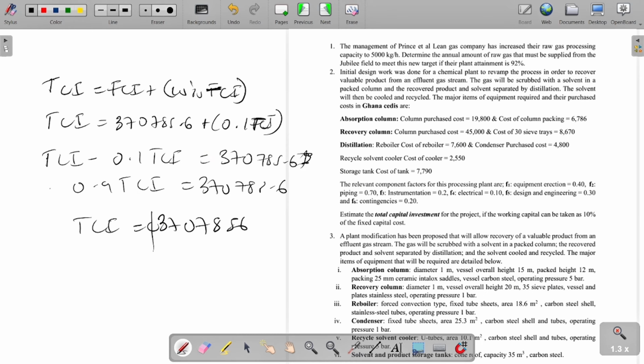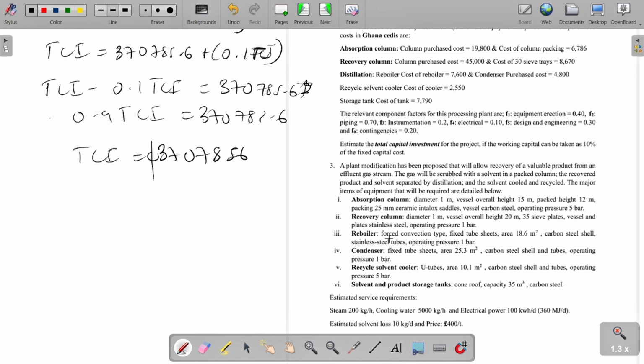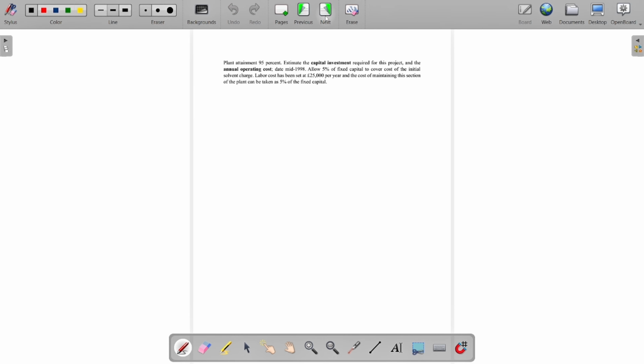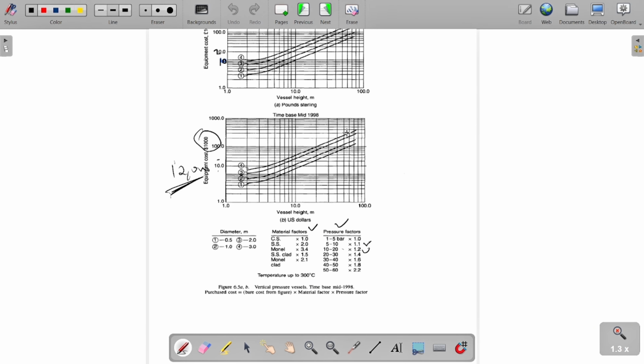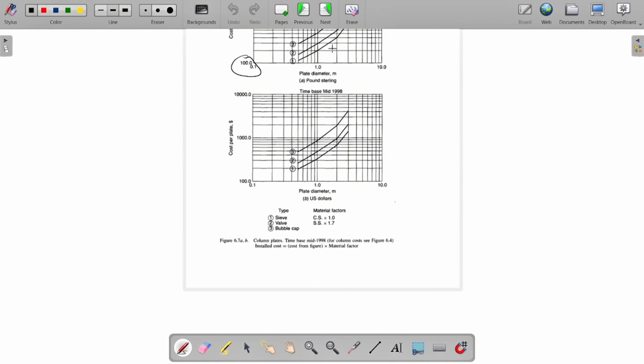But if it's a percentage of the fixed capital investment, you also have to know how to go about it. If you look at this question 3, they give the diameter as 1 meter, vessel height is 15 meters, packed height is 12 meters, and packings of 25 millimeter. We have a way to evaluate them, and here we have the packed height.